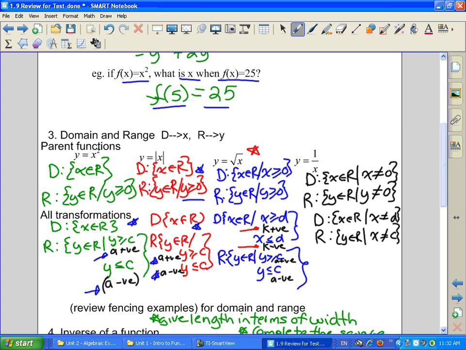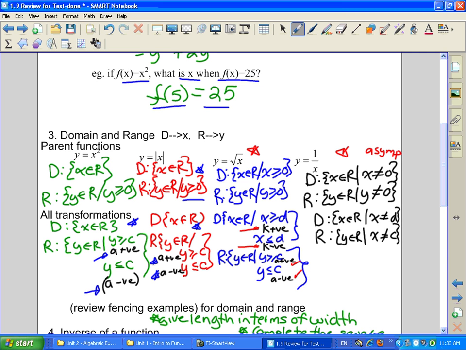Whereas if you're taking a look at the range, again, it's the same if your a is positive or a is negative. And the last parent function here, ladies and gentlemen, is the reciprocal function. I find it's the easiest one to take a look at your restrictions because it's always based on your asymptotes.